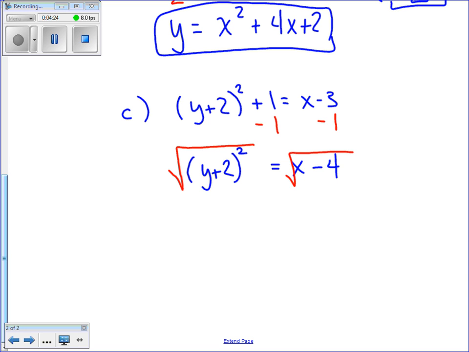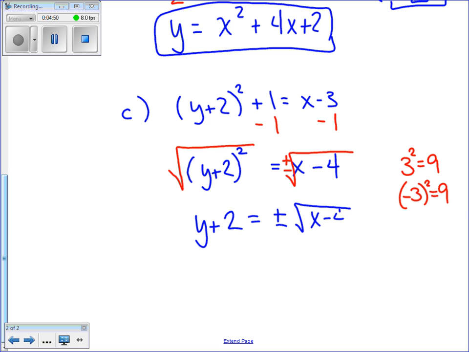But remember, whenever you take the square root of both sides, you have to remember that could be positive or negative. Because a positive 3 when I square it is 9, but so is a negative 3 when I square it. So we say plus or minus. Now, the square root of y plus 2 squared is just y plus 2 equals plus or minus the square root of x minus 4. Now the x minus 4 is in a house there.